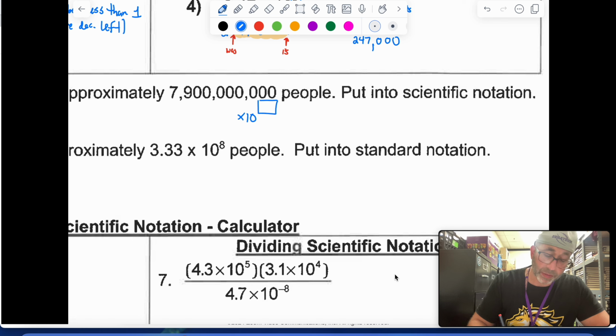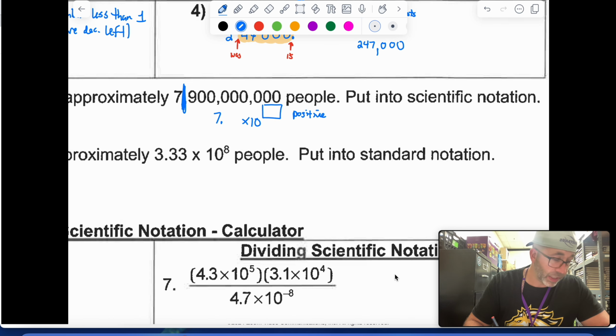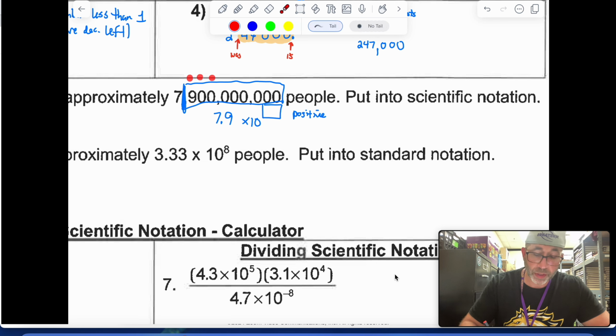Okay? This is going to be positive. So let's go ahead and draw in our spot because we're cutting it off. So the first spot is going to be 7, so this will be 7.9. My decimal technically at the moment is right here after all of those zeros. So let's look at how many spots we would have to move it and count. There are 1, 2, 3, 4, 5, 6, 7, 8, 9. So I would have to move this 9 to the right. 9.